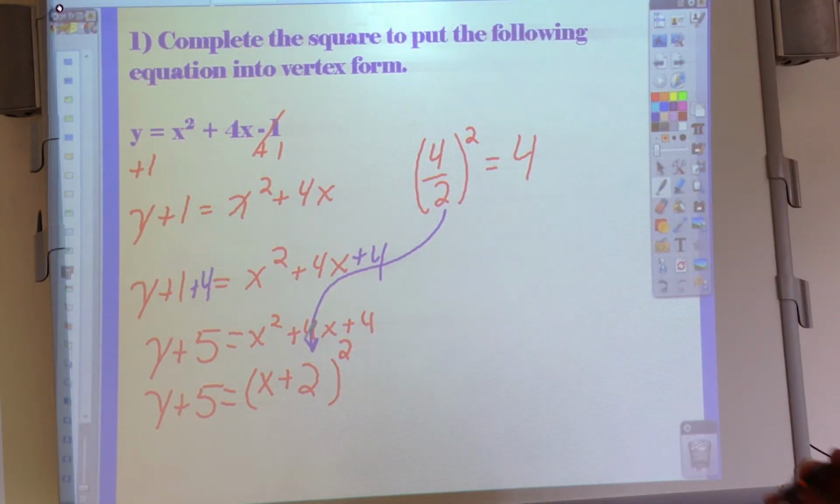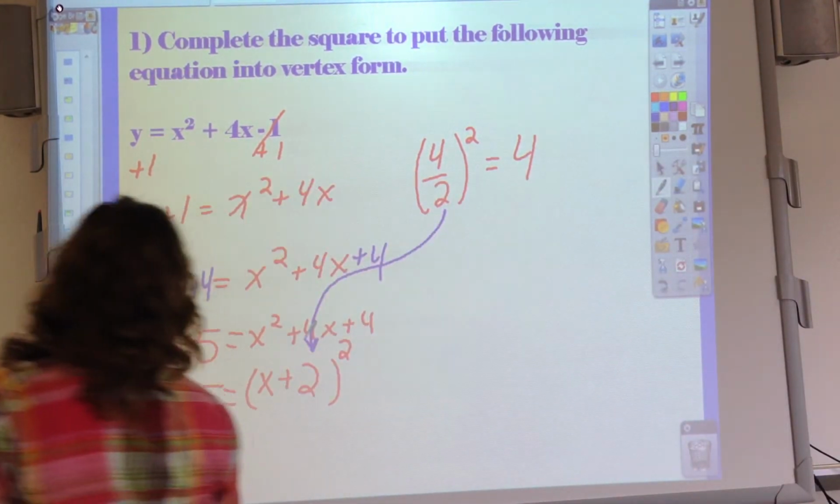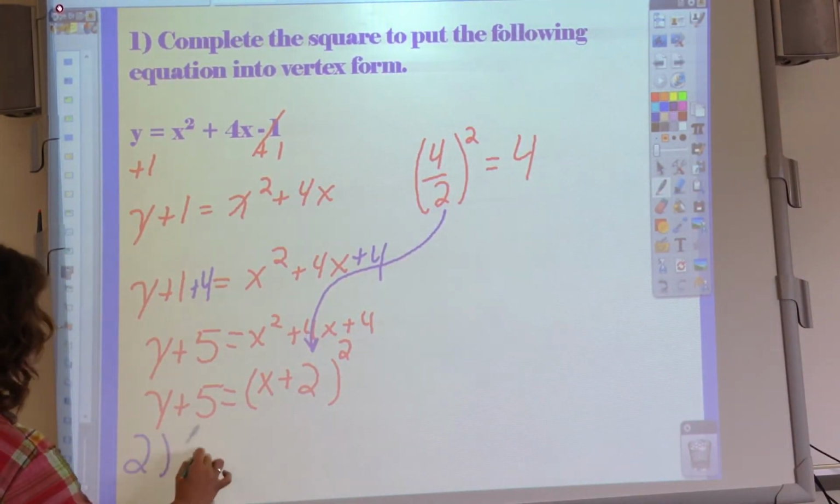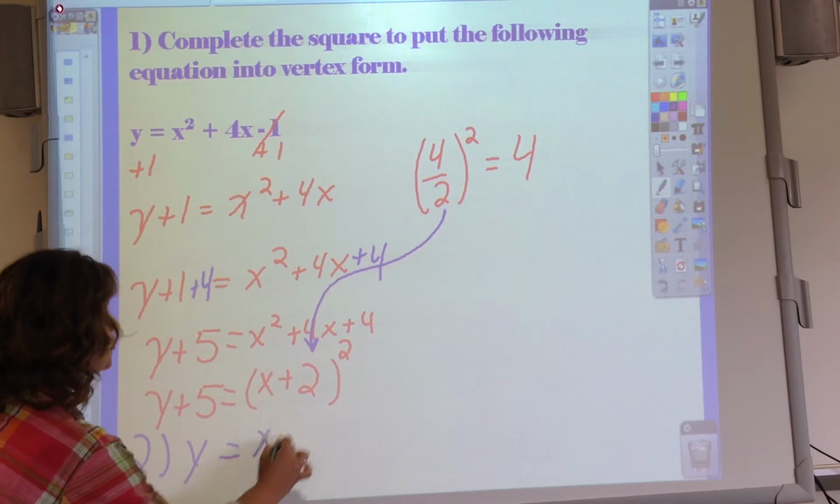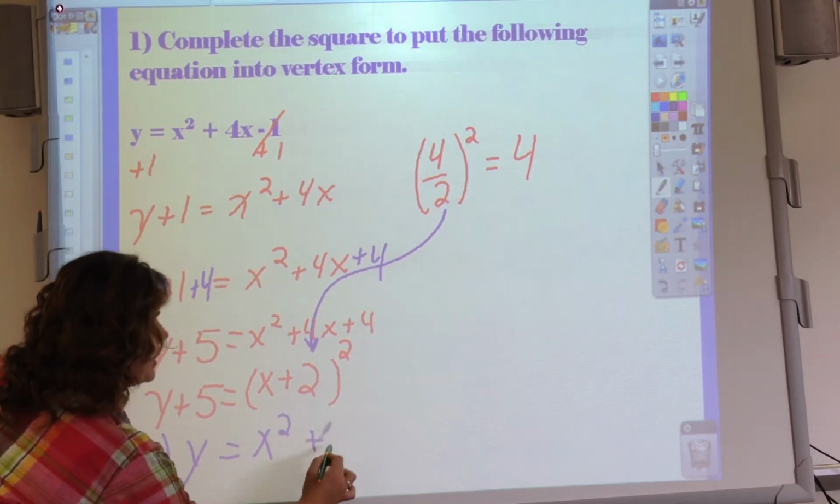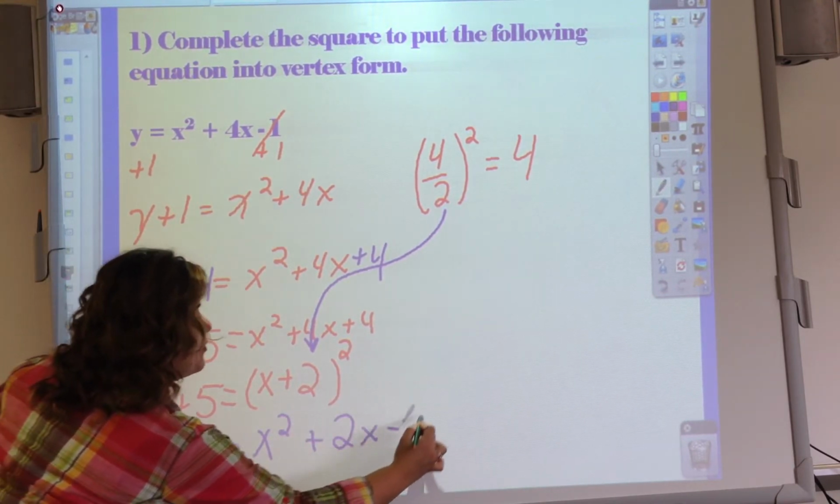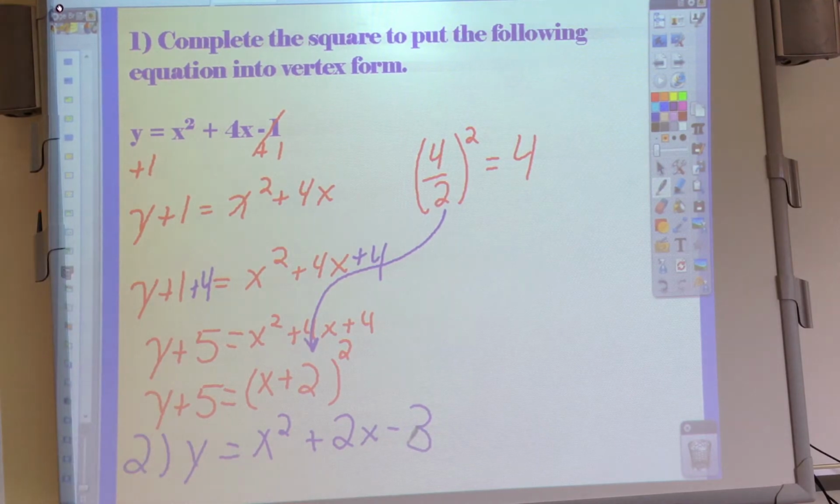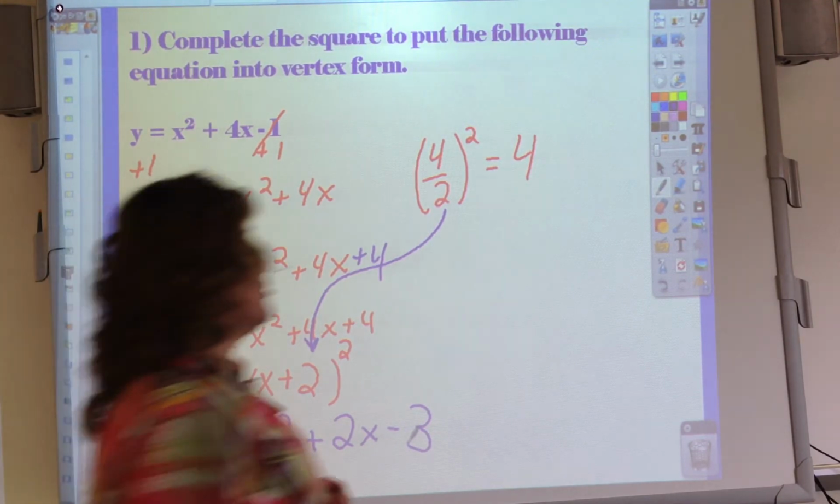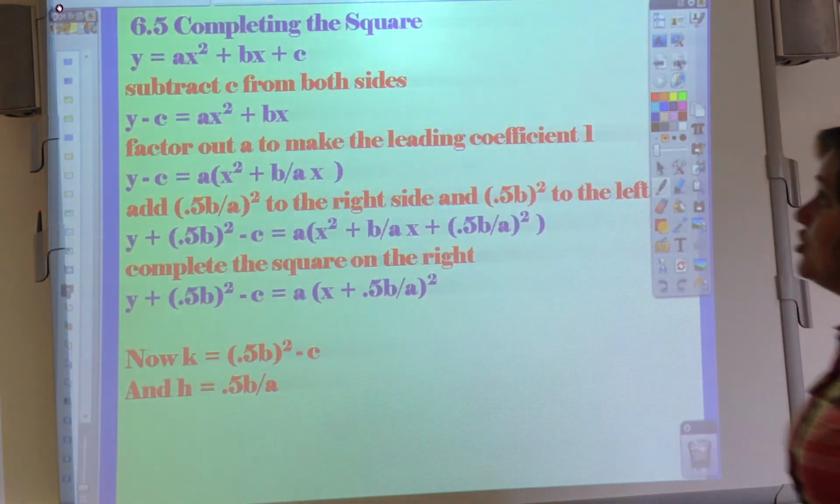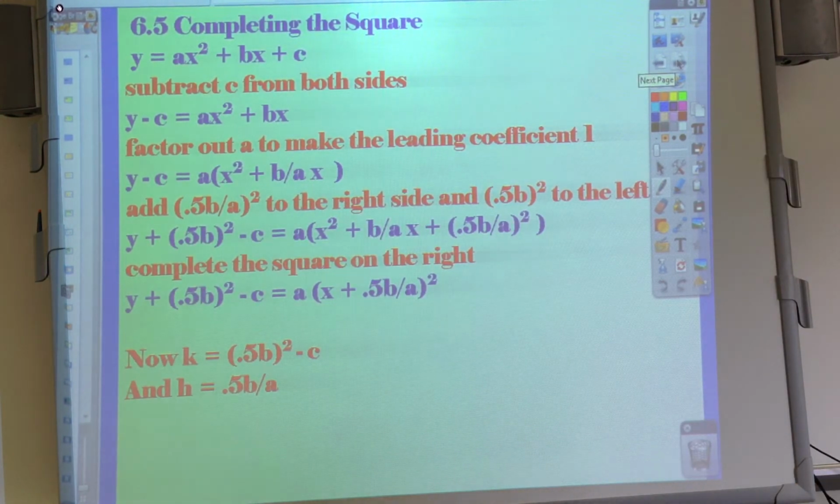For tomorrow, I would like you to try this number 2. Y equals x squared plus 2x minus 3. All right, but before you're done, let's go ahead and move on to taking it up a notch.